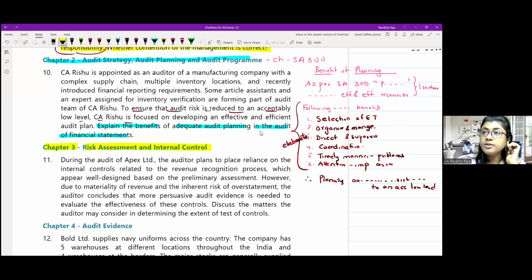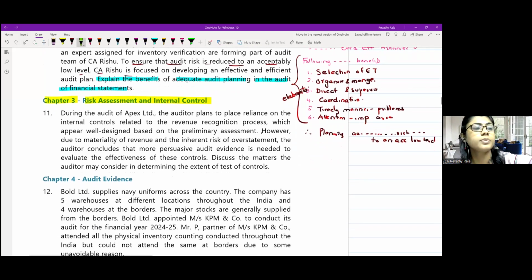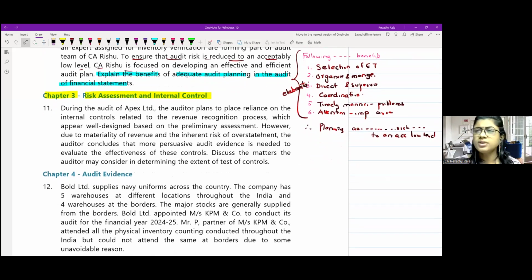Chapter 3, risk assessment and internal control. Which standards are there? Standard on Auditing 315, 330, 320. Other than this, two topics are there. General topics. Internal control is there. One more topic, automated environment.